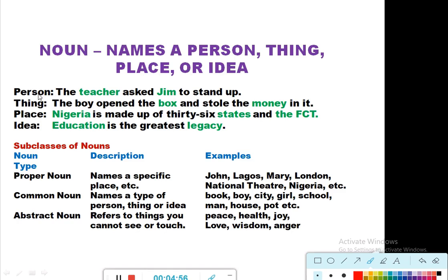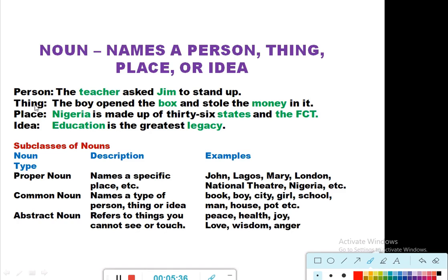For example, in naming a person, we can say, the teacher asked Jim to stand up. In this sentence, the teacher is a noun, that's the name of a person, and Jim is a noun, the name of a person. These two types of nouns will be explained when we look at types of nouns. What is the difference between teacher as the name of a person and Jim as the name of a person? Teacher is a common noun, Jim is a proper noun, and we shall look at this in greater detail.